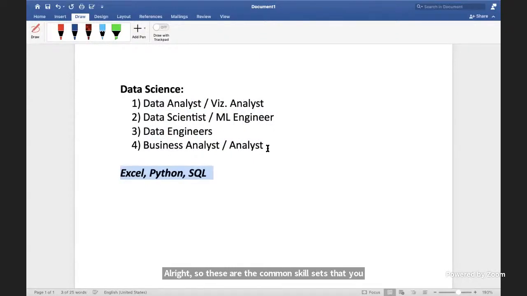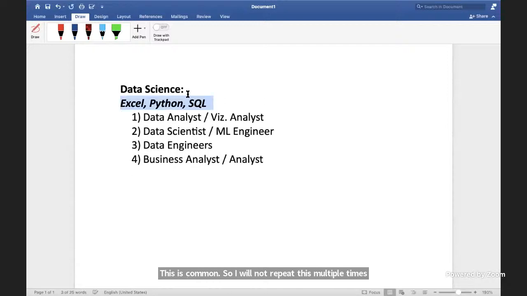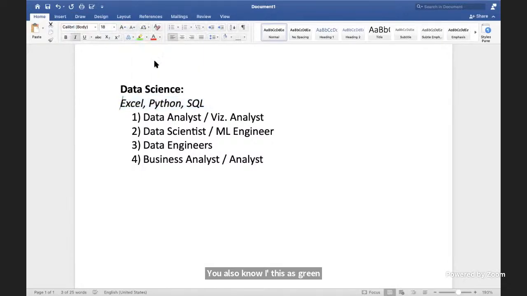All right. So these are the common skill sets that you should know. Yes or no? And this is true for all 4 roles. This is common, so I will not repeat this multiple times. Clear, everyone? Yes or no? So I will not repeat it. These are common. You all should know. I'll mark this as green.